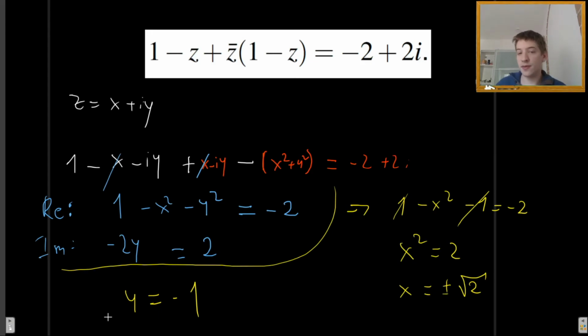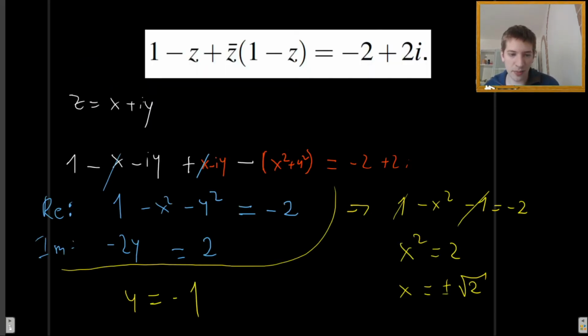So we once again have two possibilities, of course. Let's now write them down. So z1 is going to be, well, it doesn't matter, let's say positive square root of 2 plus, I think it was minus 1, right? So it's minus 1i, or simply minus i. And z2 is going to be minus the square root of 2 minus i. Let me make sure I remember the number correctly. Minus 1, and yes. Okay, so that's the solution here. So once again, if you want to check, just make sure to plug that into the equation.